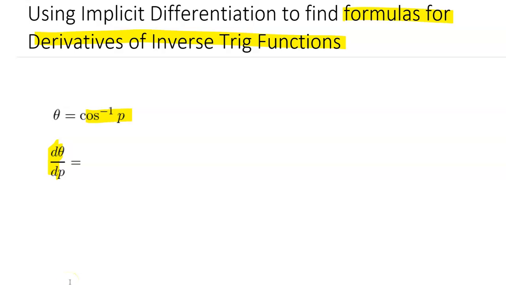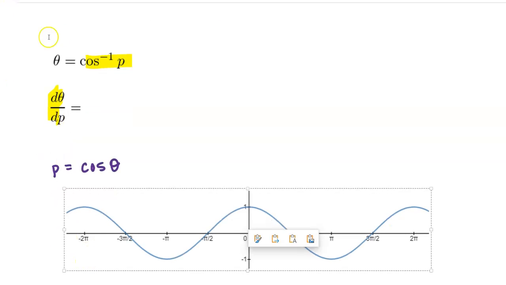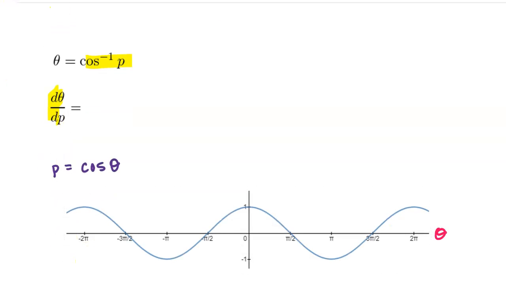So if theta is the inverse cosine of p, that means p must be equal to the cosine of theta. On the horizontal axis, we have theta, and on the vertical axis, we have p. The problem when we go to do the inverse is that this graph of cosine does not pass the horizontal line test, which means its inverse will not pass the vertical line test.